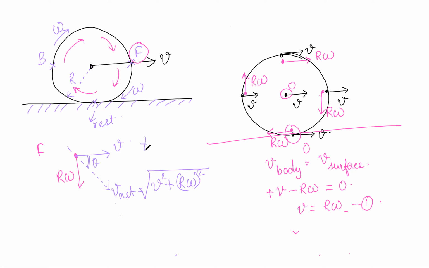So first of all, let's find theta. So tan theta is equal to the perpendicular, which is equal to r omega, divided by the base, which is equal to v. But r omega is equal to v, so this is equal to 1. So theta is equal to 45 degrees. So at the front of the object, the velocity is directed at 45 degrees downwards.